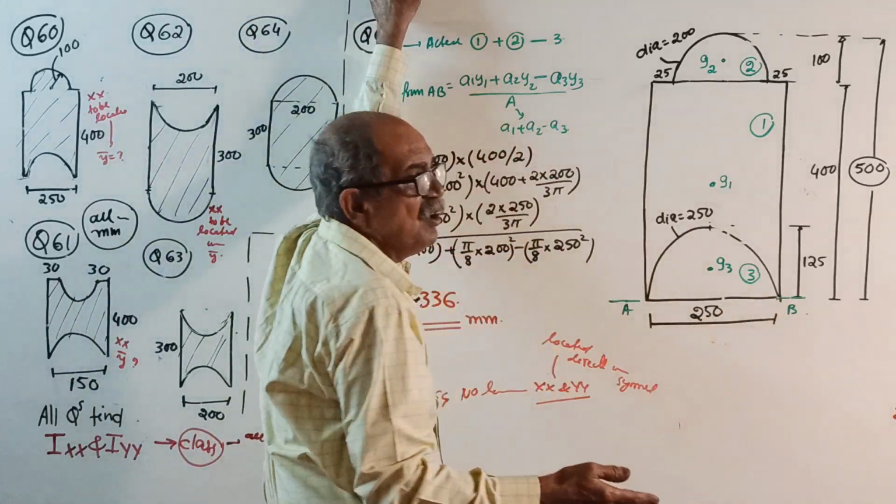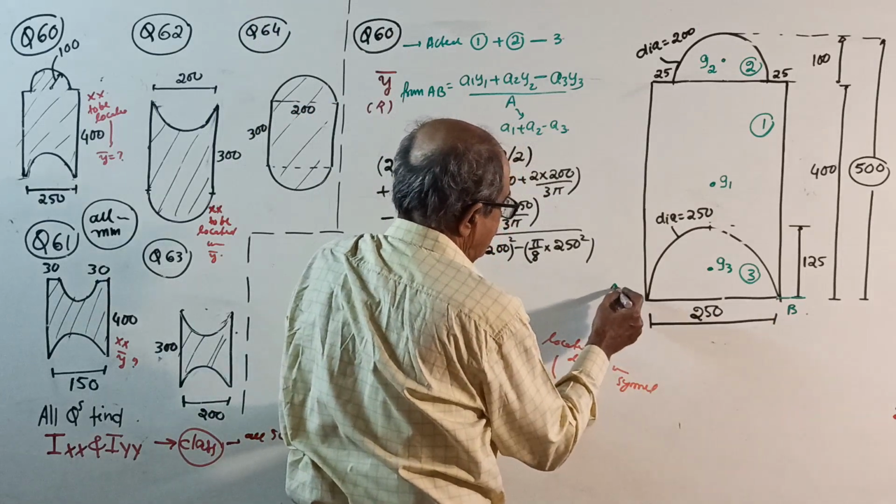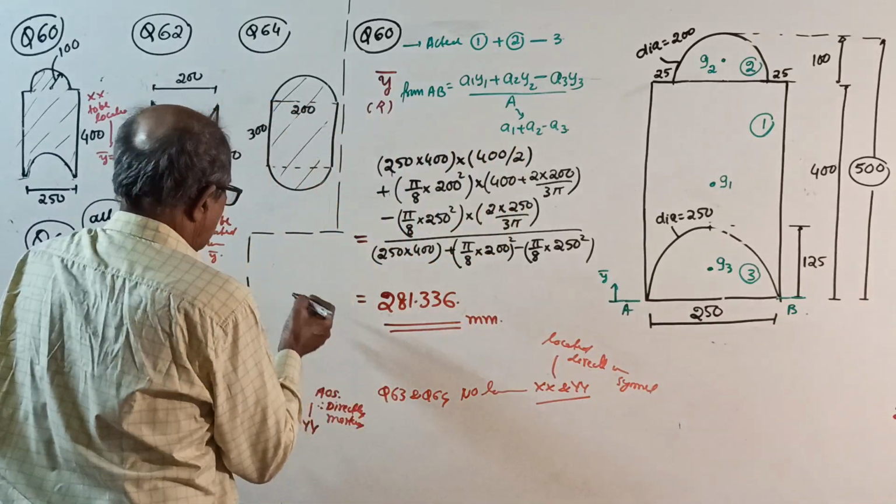Now see, origin is not required. Why? We require only y bar. See, this way, y bar. Now, one piece of information I will give you. Make a note, class.